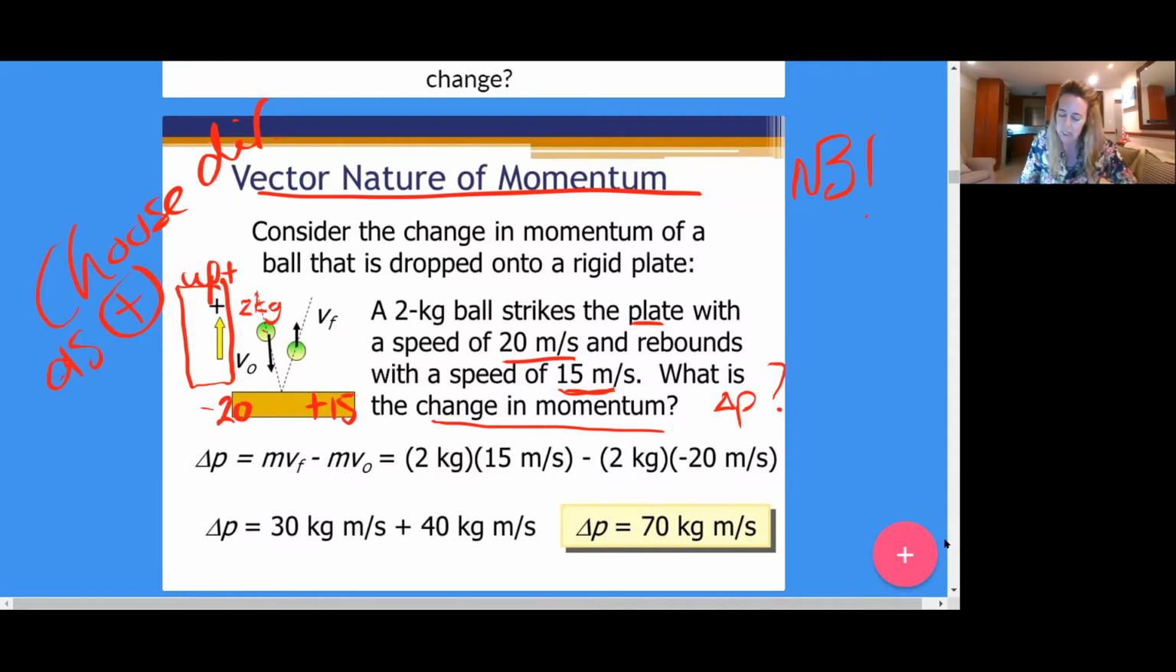We now have to work out the change in momentum as the product of mass and velocity final, take away the product of mass and velocity initial. The mass is given to me as 2 kilograms. The final velocity is 15 meters per second, which will be positive. I subtract the mass, which is still 2 kilograms, multiplied with the initial velocity, but now the vector nature has to reflect as a negative sign in front of the 20. And that gives us 30 plus 40, which is positive 70 kilogram meters per second as the unit.